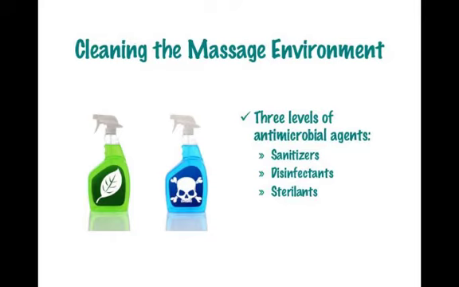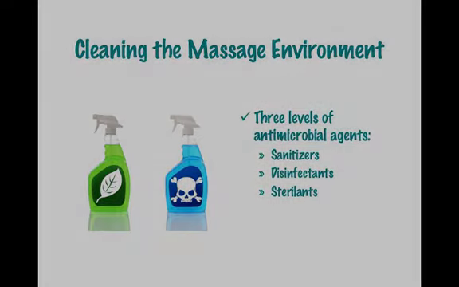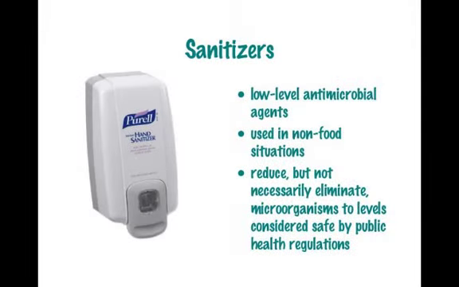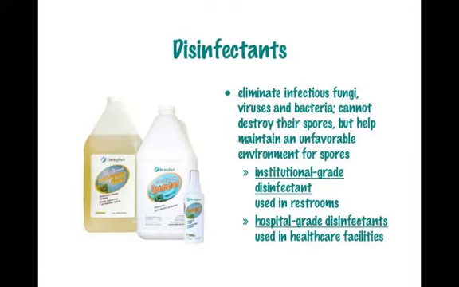There are 3 levels of antimicrobial agents: sanitizers, disinfectants, and sterilants. Sanitizers are low-level antimicrobial agents primarily used in non-food situations to reduce, but not necessarily eliminate, microorganisms to levels considered safe by public health regulations. Disinfectants eliminate infectious fungi, viruses, and bacteria. Disinfectants cannot destroy the spores of infectious agents, but can help maintain an unfavorable environment in which the spores will remain dormant.